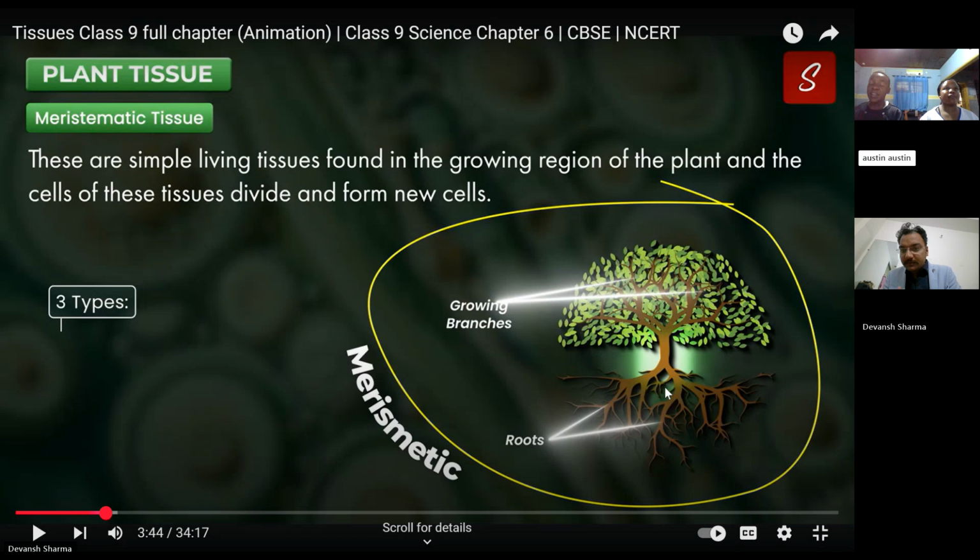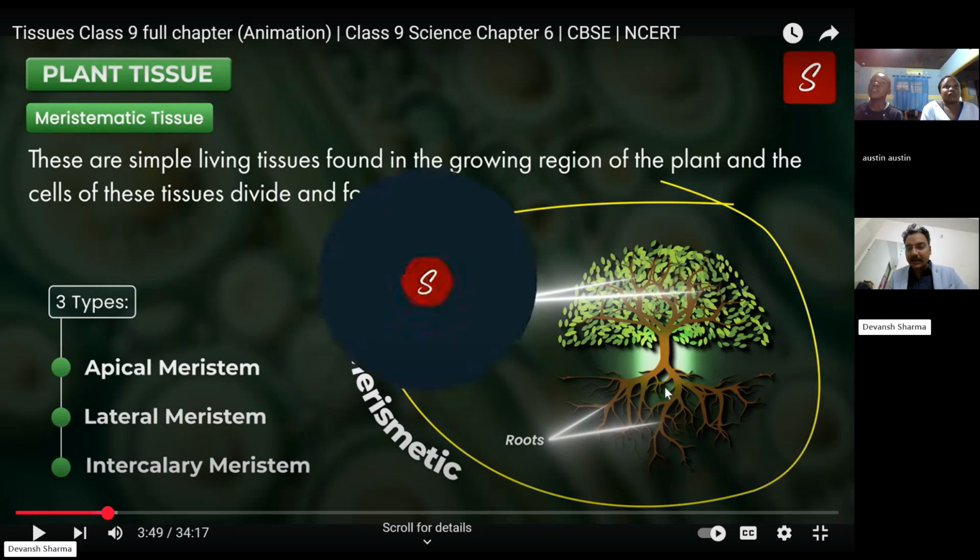Now you tell me, Austin. Pronounce this: meristematic tissue. They are present in the growing region of the plant. Simple. In the growing region of the plant, you will find meristematic tissue. And it is of three types. Number one is apical meristem. Second is lateral meristematic tissue. And third is intercalary meristematic tissue.